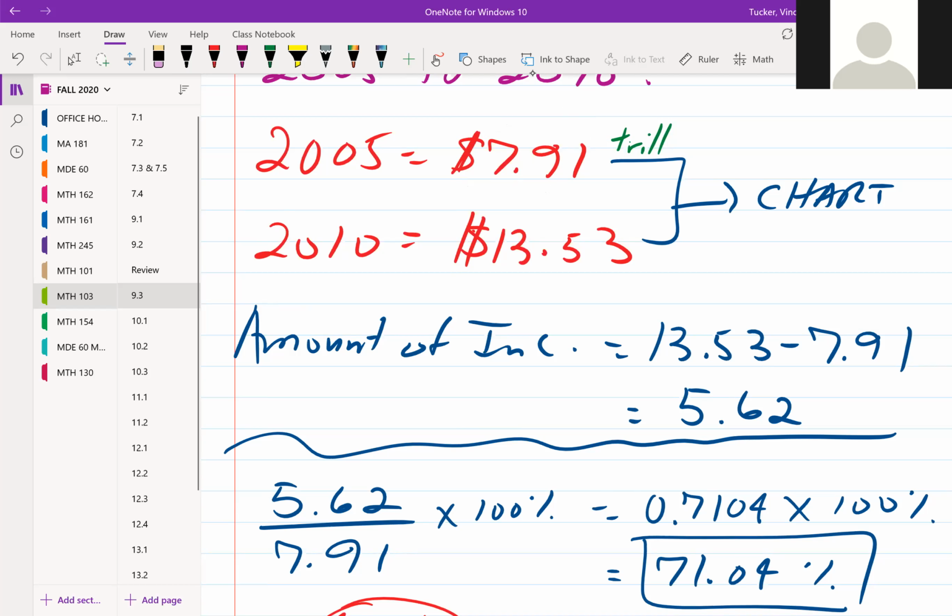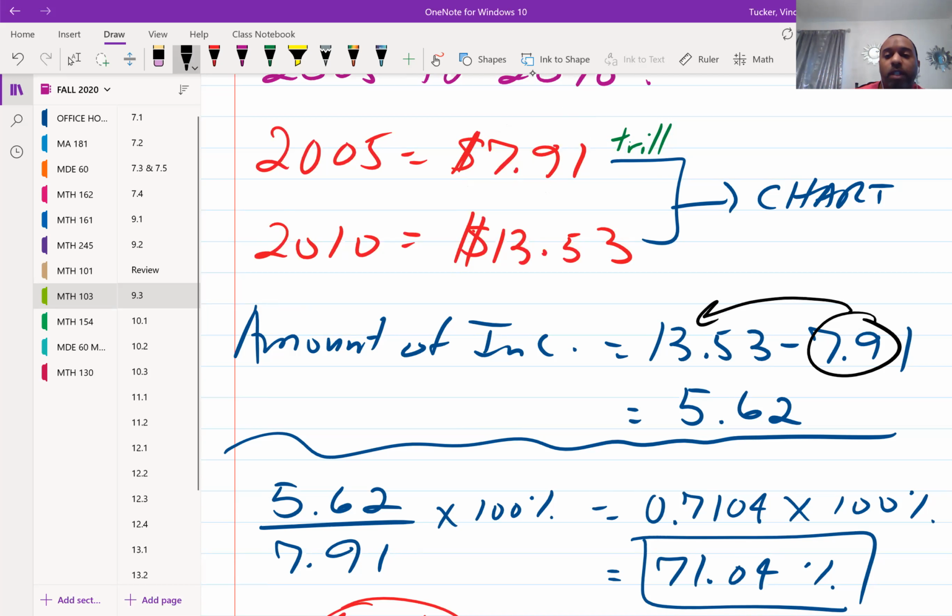Questions? Any questions? Why does it subtract them? Because you want to know how much it increased. So you had this amount, which is 7.91. You want to know how much you added to the 7.91 to get to 13.53. So that's your amount of increase. Same thing if you're talking about the amount of decrease, subtract the two values because you want to know how much was taken away from the larger value to get to the smaller value.